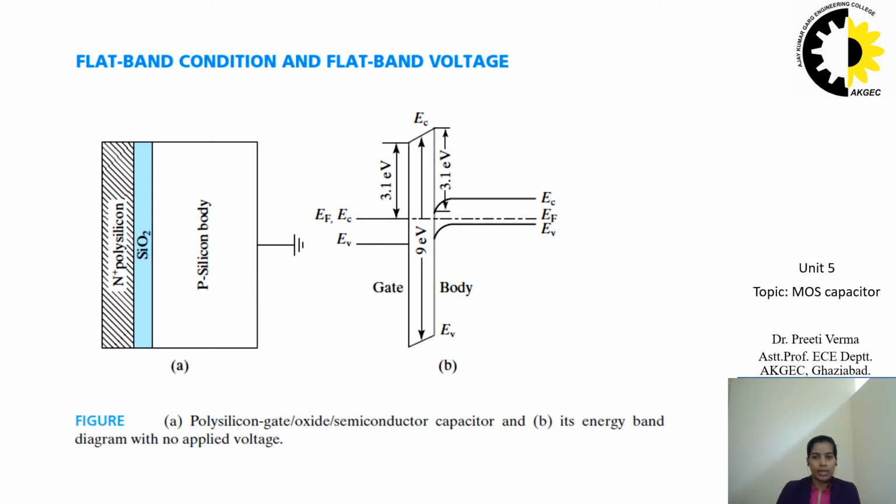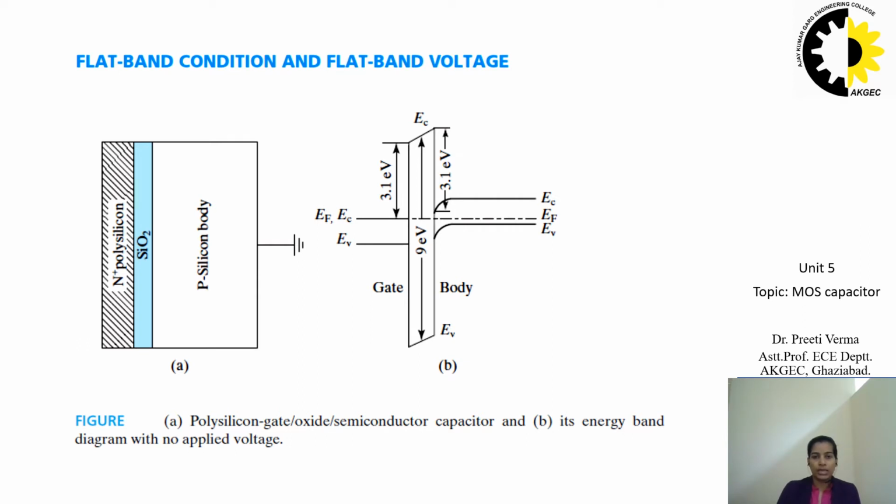When the band is flat in the body, the surface electric field in the substrate is 0. Therefore, the electric field in the oxide is also 0. That is, Ec, the conduction band energy, and Ev, the valence band energy, of SiO2 are flat too. Ec and Ev of SiO2 are separated by 9 electron volts.